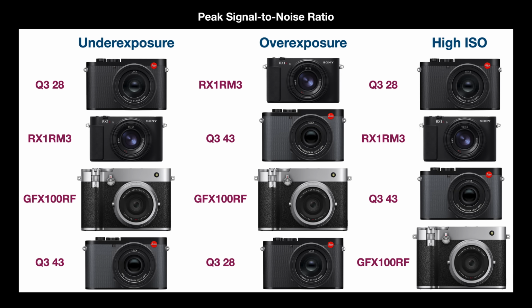And on high ISO, we have the Q328 ranking number 1, which is kind of consistent. This seems to be the camera which best handles high ISO here among these 4. Then we have the Sony on rank number 2 again, very strong candidate, then the Q343. And then again, worst on high ISO performance is the Fuji GFX100RF.